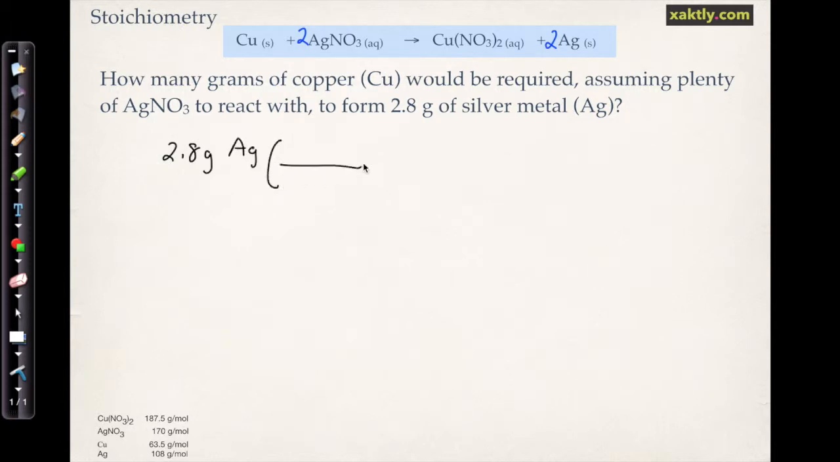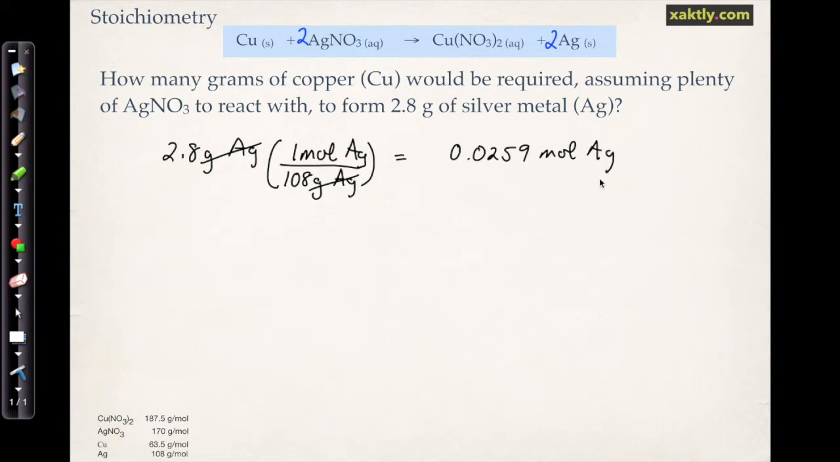And like always in stoichiometry problems, we want to convert this to moles. So there are 108 grams of silver in 1 mole of silver. And if we just get out a calculator, we can see that that is, first of all, cancel those units. And we get 0.0259 moles of silver.